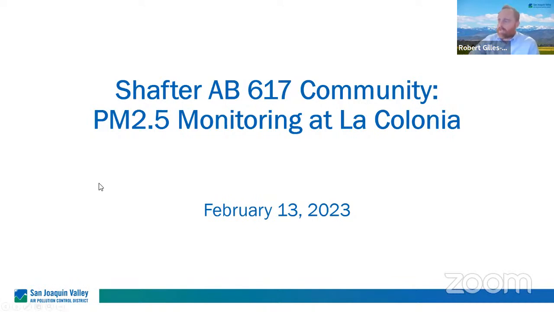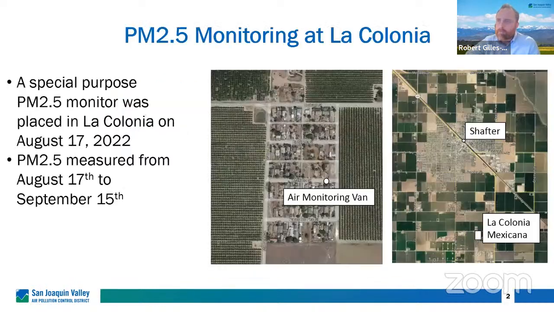Just to get us started, here is the summary of the location. During the period from about mid-August to about mid-September, the air monitoring van was placed in the La Colonia neighborhood, which is south of Shafter, and this is just an idea of showing the location of where the van was during that period. The van was monitoring for PM 2.5 while it was there.